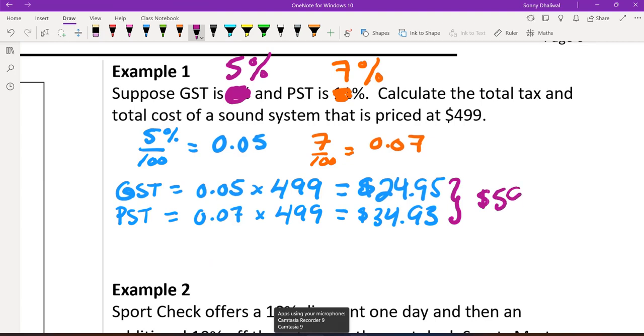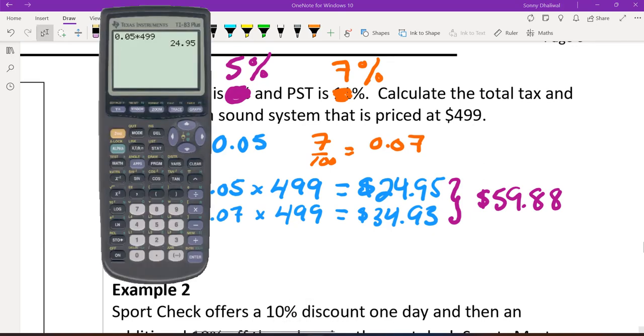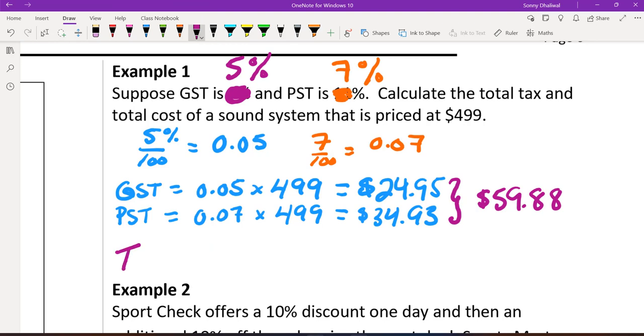Yeah. So we add those two numbers together. I'm getting two different answers, so I have to add these things up. 24.95 plus 34.93, we get 59.88 in taxes. Right? But that's not how much we pay. That's just how much we pay in taxes. So how much we pay altogether is our taxes plus the cost of the item. The item cost $499. So our total is our $499 plus our $59.88.